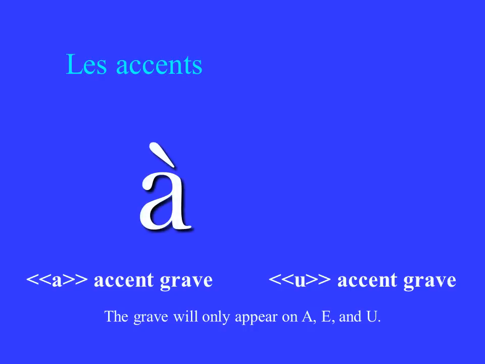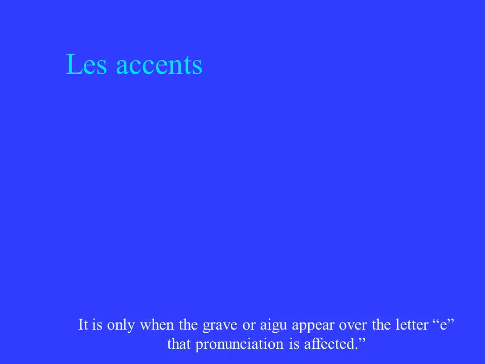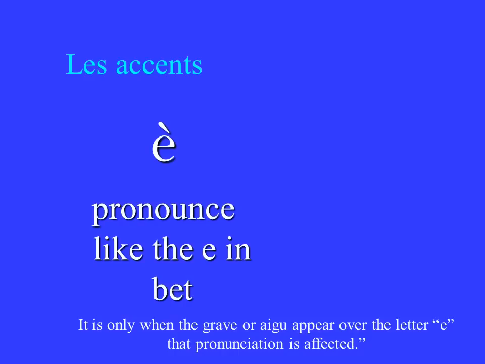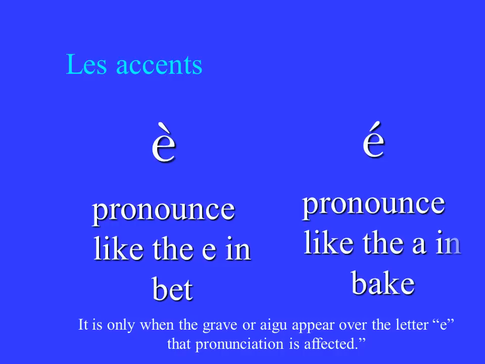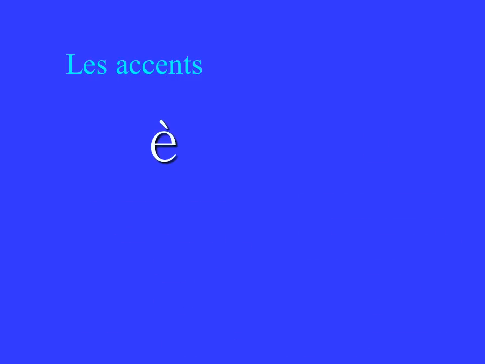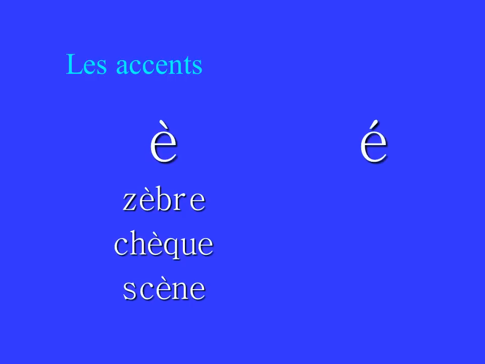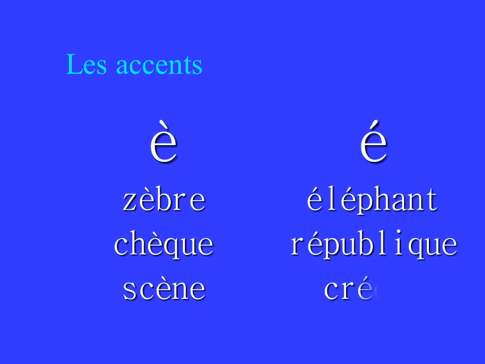Répétez. A accent grave, U accent grave. The E accent grave makes the E sound like the E in bête, and the E accent aigu makes the E sound like A, as in bake. Répétez. Zèbre, chèque, scène. With the E accent aigu, éléphant, république, créole.